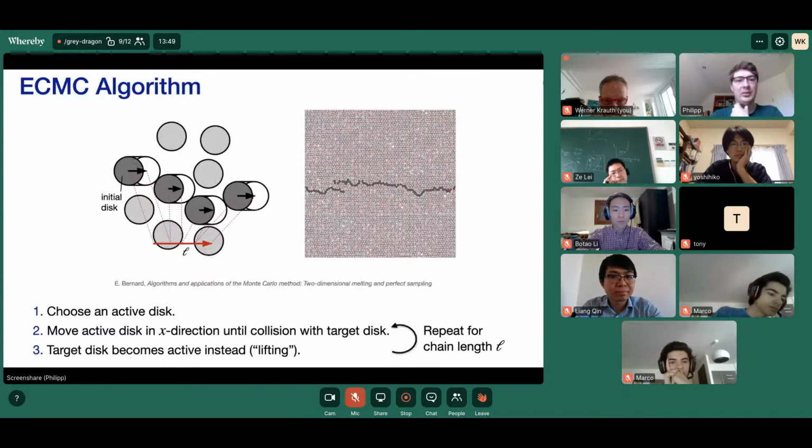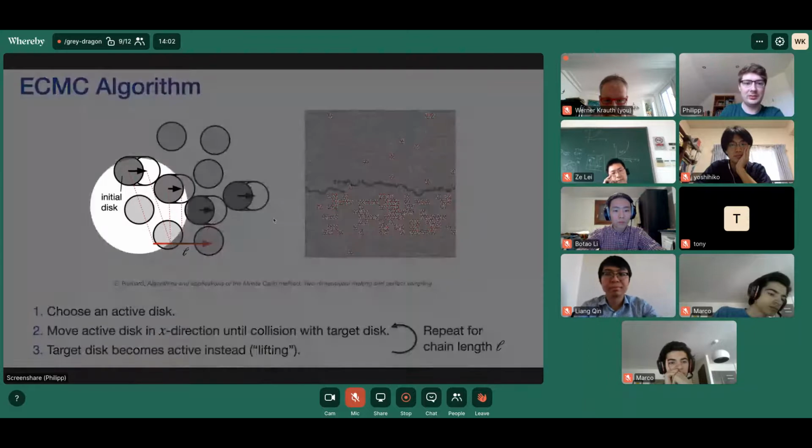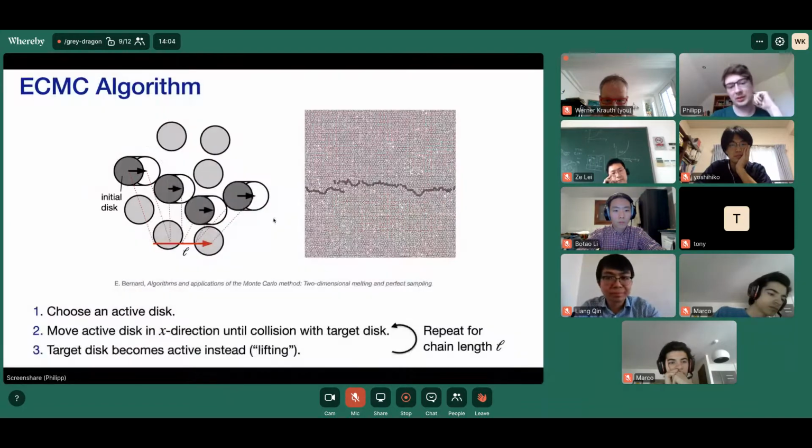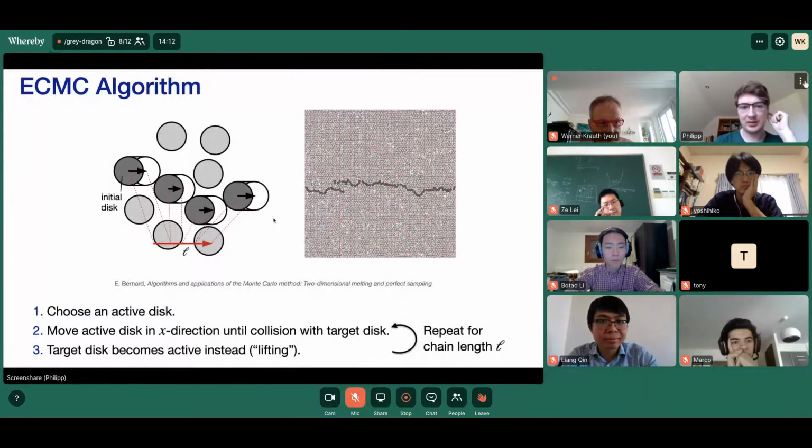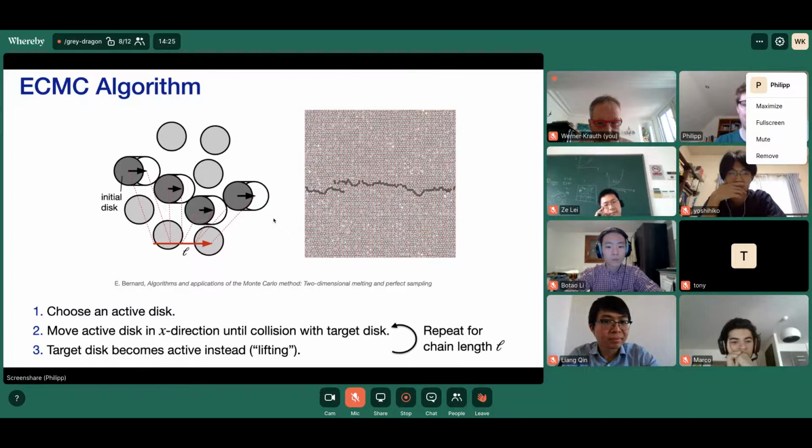So I'm sure you all know about the conceptually very simple ECMC algorithm for hard disks, especially after Boutau's talk from 2 weeks ago, but let's repeat it just for introductory purposes. So we assume that we just have a single active initial disk. This disk moves in X direction until it collides with the target disk. And then the target disk becomes active instead. This process of changing the active disk is called lifting. And this process is repeated for some chain length L, and the distribution of this chain length is an essential parameter of the performance of the ECMC algorithm.